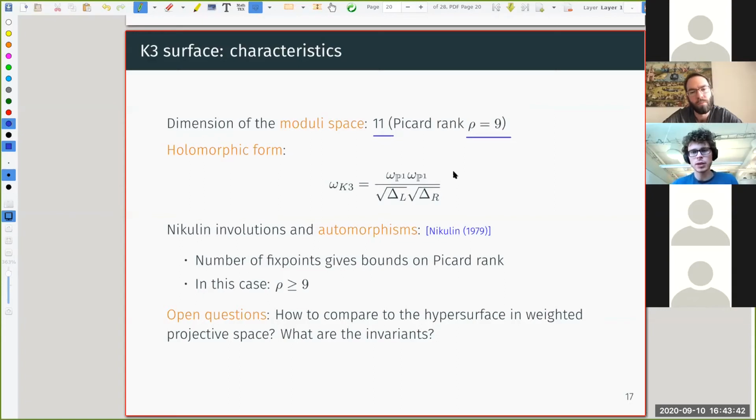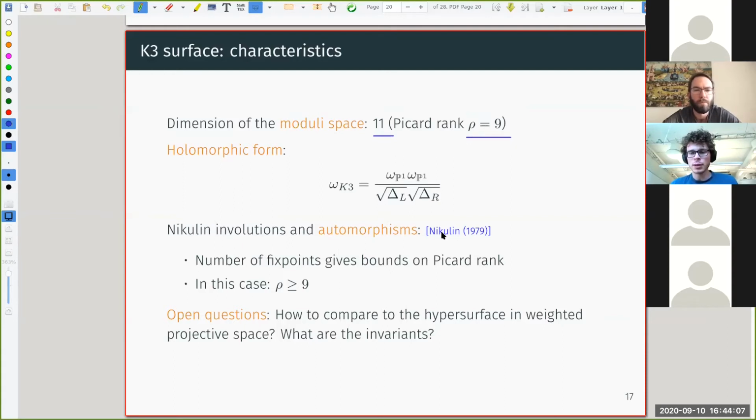And one more thing we could look at is some kind of symmetries of this construction. So we can look at some involutions of this K3 surface. In particular, we look at these Nikulin involutions. These are involutions that basically don't change the holomorphic form. And then there are some nice theorems by Nikulin that tell you that if you know something about the number of fixed points of this involution, then it gives you a bound on the Picard number.